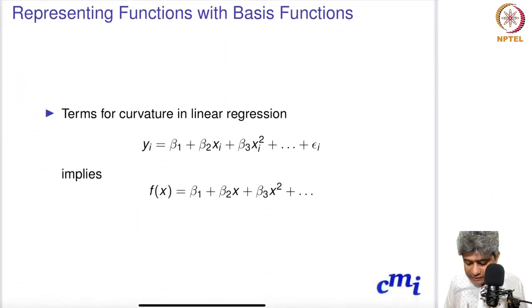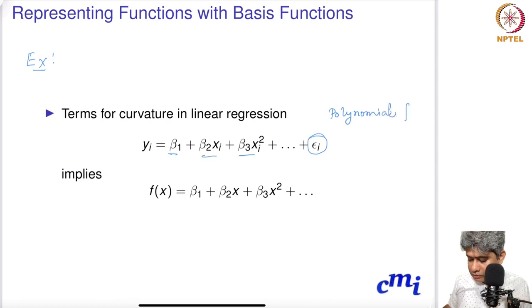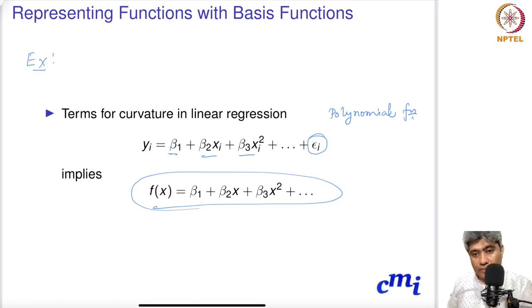Now, can we have some examples? Yes, obviously. This example we have seen before: y equal to beta 1 plus beta 2 xi plus beta 3 xi squared, dot dot dot, plus epsilon i. This is typically called polynomial functions. F of x is this basis expansion, the polynomial basis.